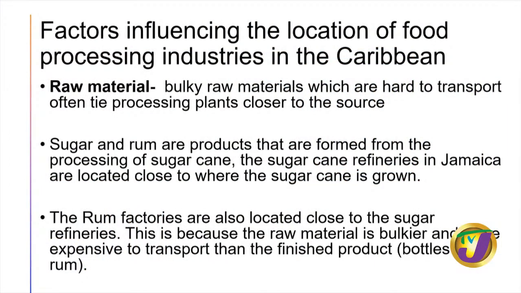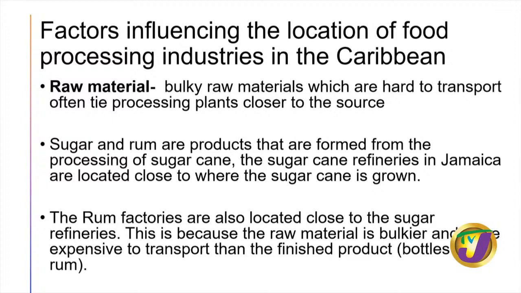If a raw material is bulky, that often means that there are a lot of challenges in transporting that good to the location that it needs to be processed. And so, bulky raw materials, also raw materials that are highly perishable, those raw materials tend to be located closer to those plants, tend to be located closer to the source.